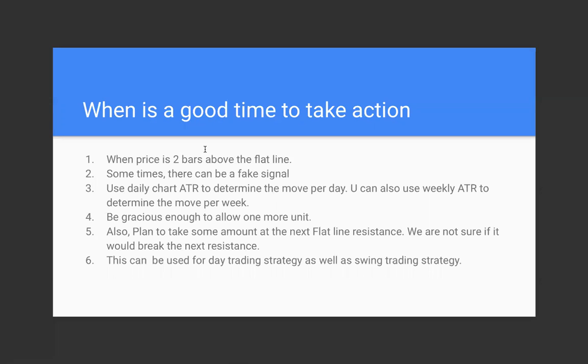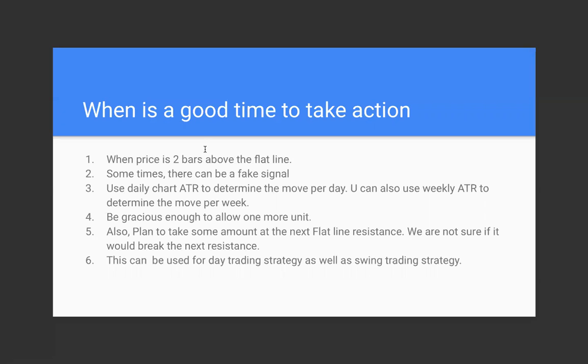So now the third thing is use daily chart ATR to determine the move per day. As I showed you, the ATR can tell you what the move will be. And when I say ATR, if you're looking at a weekly ATR, don't say I'll only trade for this week. Give a buffer, give next week, so that it gets enough time to get closer to that, and those kind of things.